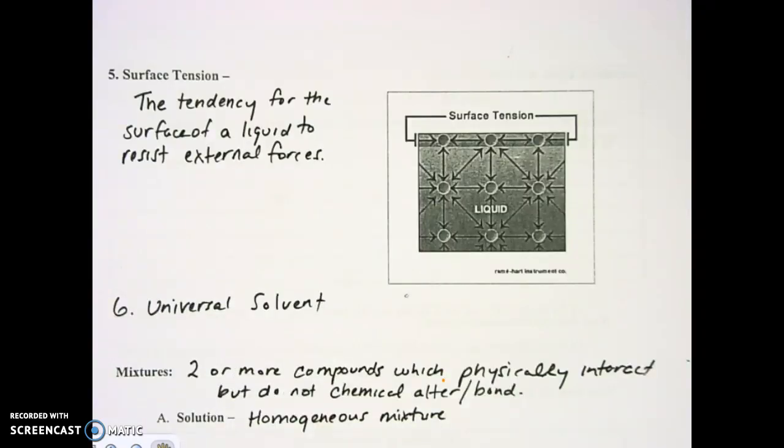The fifth type of unique property is surface tension. Water has a high surface tension as well, so you might want to once again add "high" in front of surface tension, do a little caret there and add it.